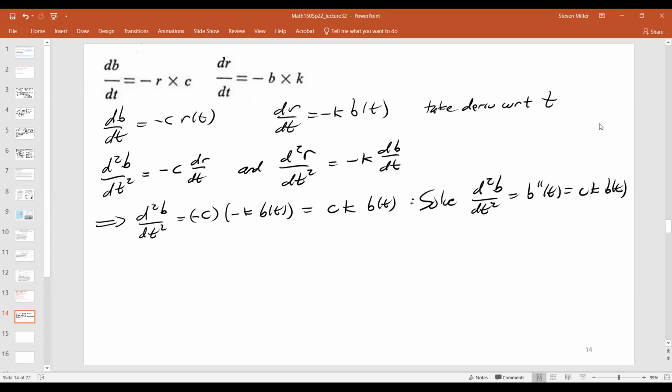Could it be a polynomial? No, because what's going to happen to a polynomial if I take two derivatives? What will get smaller? The degree. So I'm not going to get back my function if it's a polynomial. What other functions do you know? Yeah, some kind of exponential.